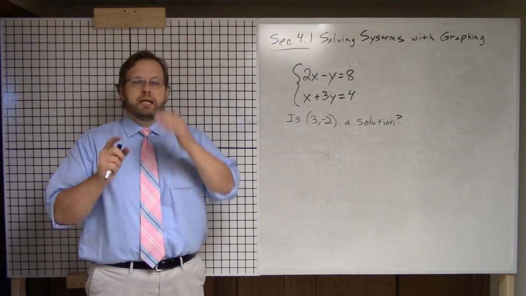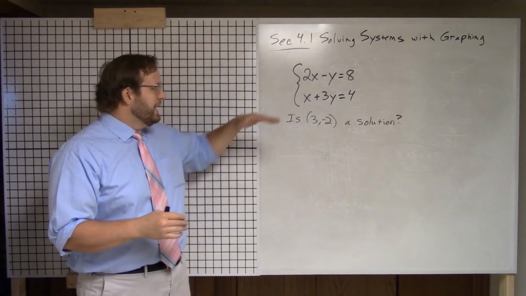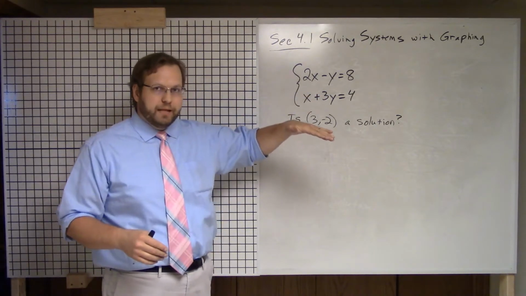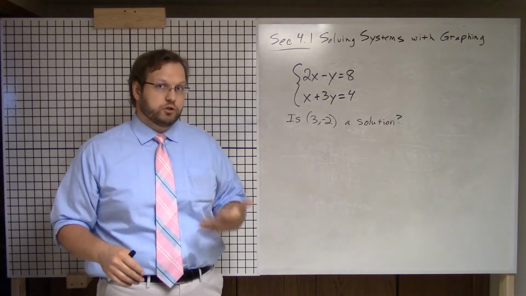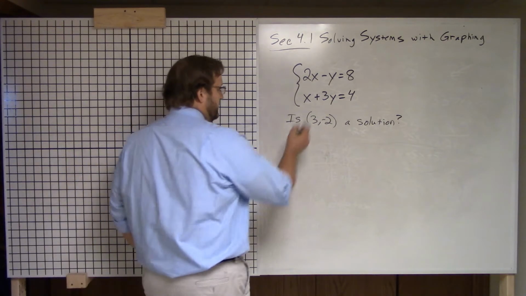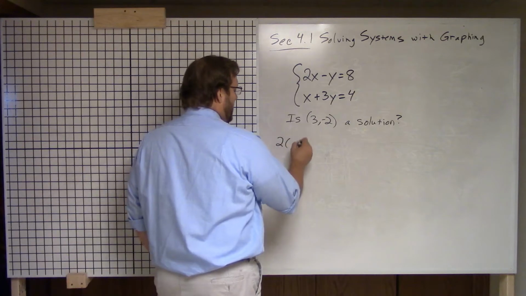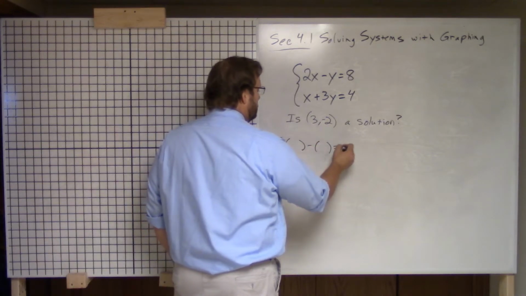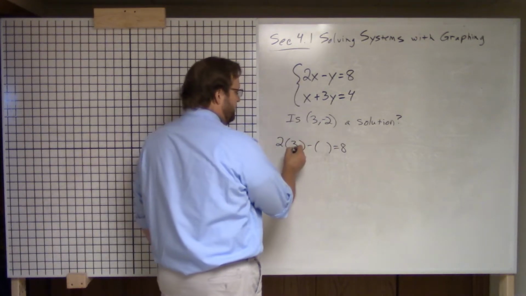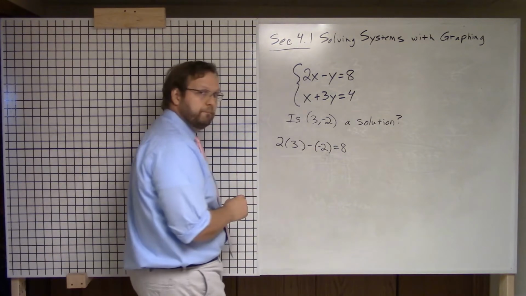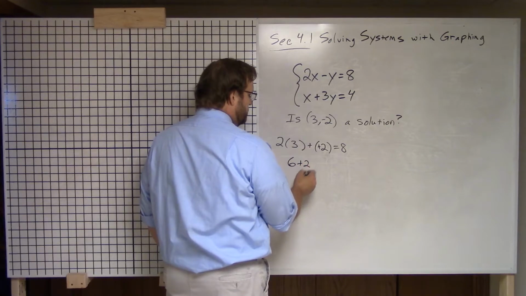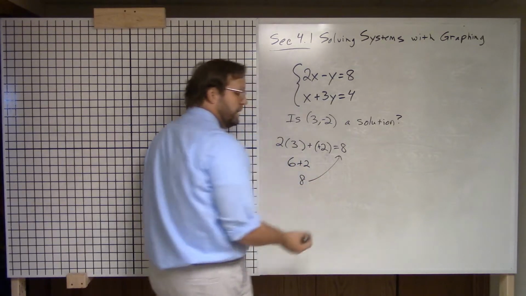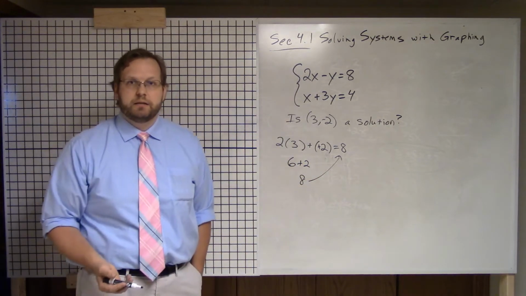As always, when we're checking if an answer works, you plug it in and see if it works. Here's the little extra piece: it can't just work for one. It has to work for all members of the system for it to be a true solution. So when I plug this in, first one, I've got 2x minus y equals 8. 3 in for x, -2 in for y. That's a 6 plus 2, that's an 8. That works. So it's an answer, right?